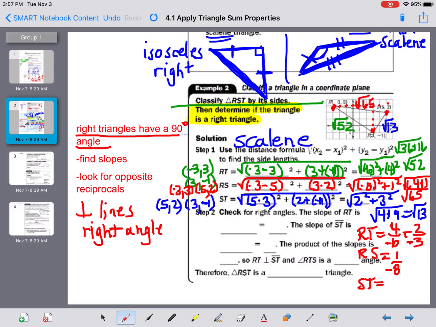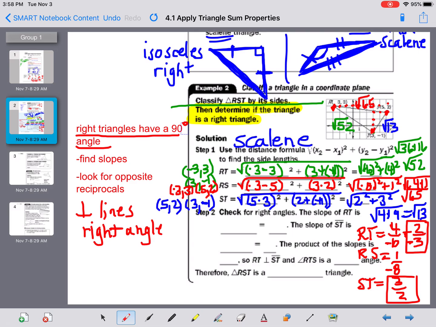S to T down here at the bottom, I count up 1, 2, 3. Counting up is positive, I count to the right 2. So that is positive 3 over 2. Now, I check, of my 3 slopes, are any of them opposite reciprocals? I have a 3 over 2 and a negative 2 over 3. Opposite by the sign, reciprocal by the flip. So yes, I do have that.